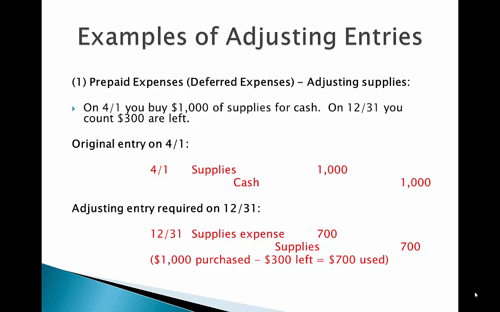So the original entry when you bought those supplies on 4/1 is to debit supplies and credit cash for $1,000. The adjusting entry required on 12/31 would be to expense $700 worth. So to debit supplies expense and credit supplies $700.